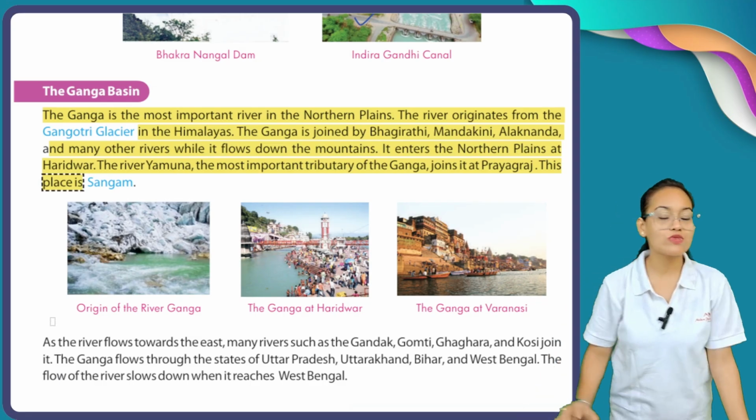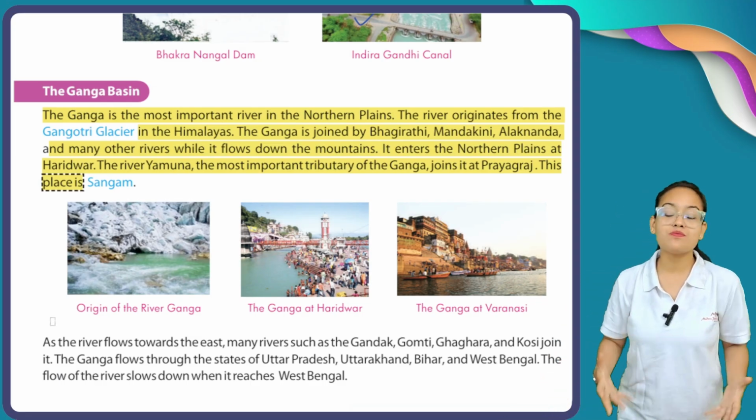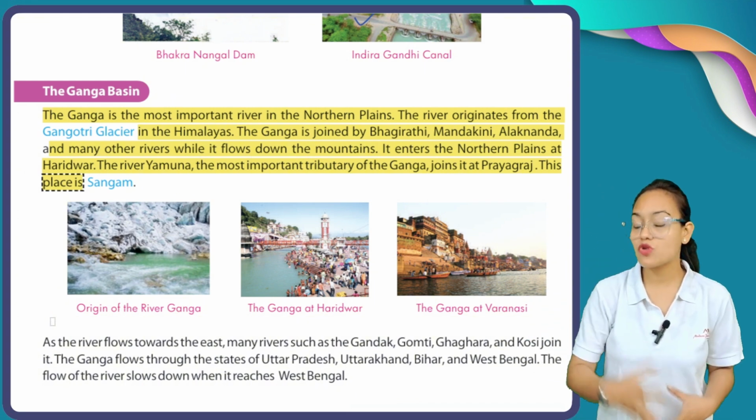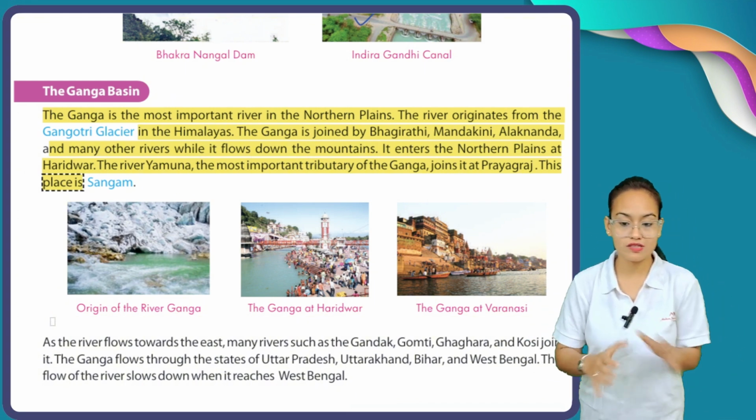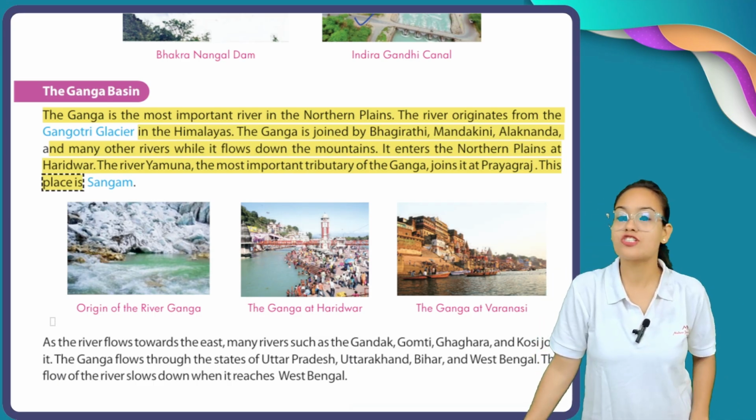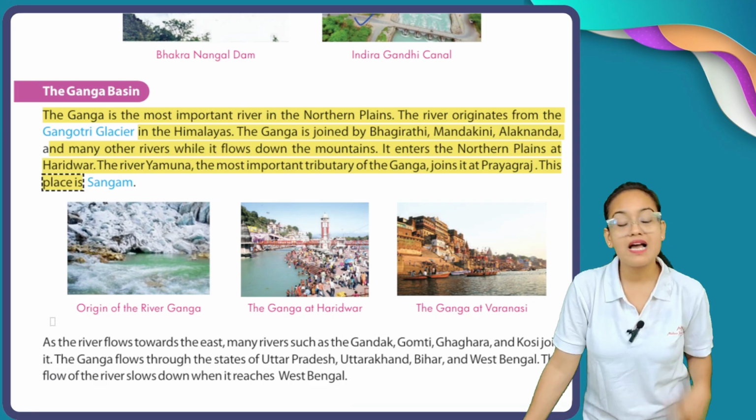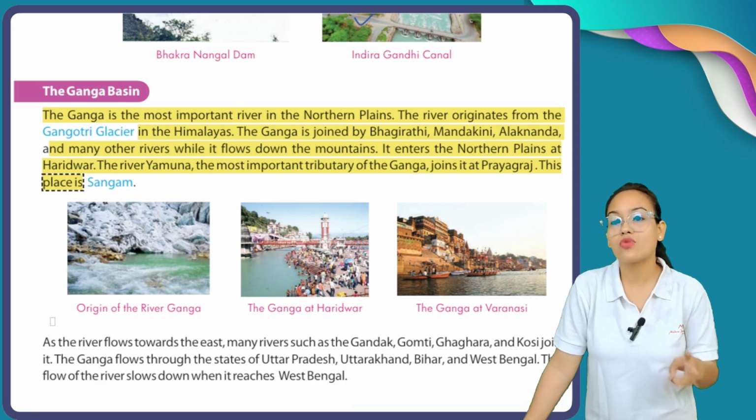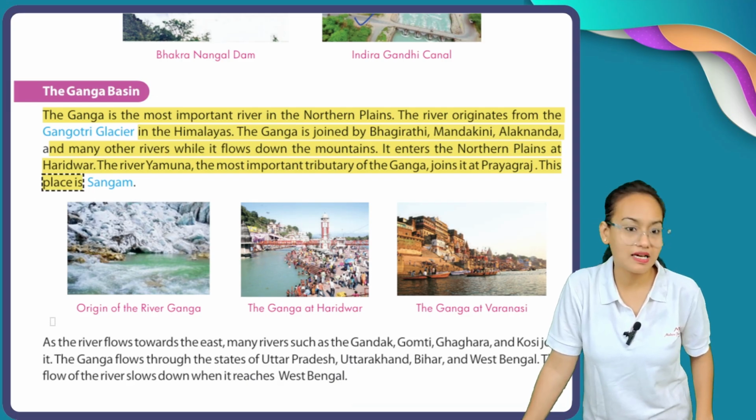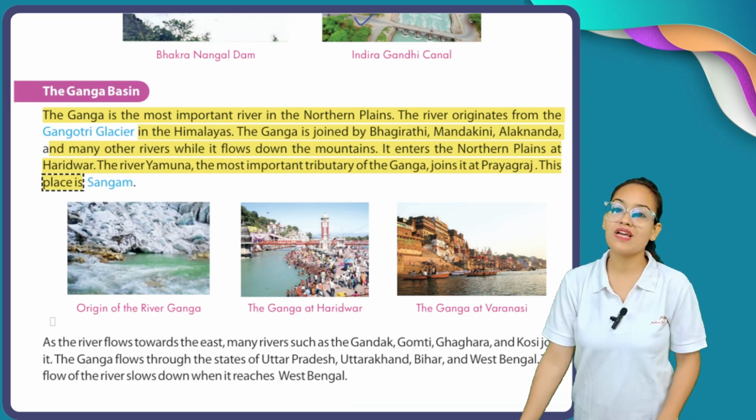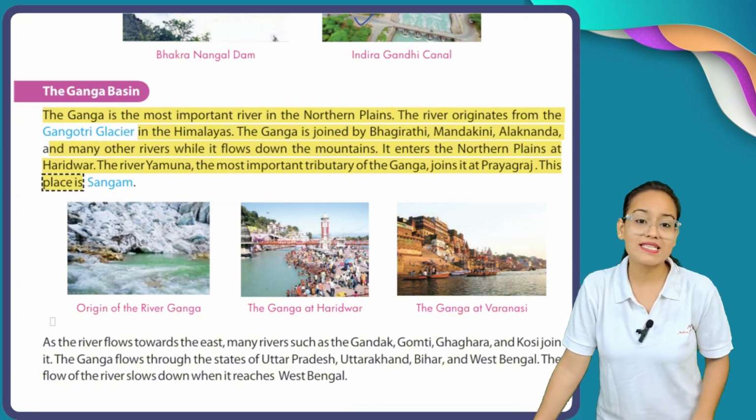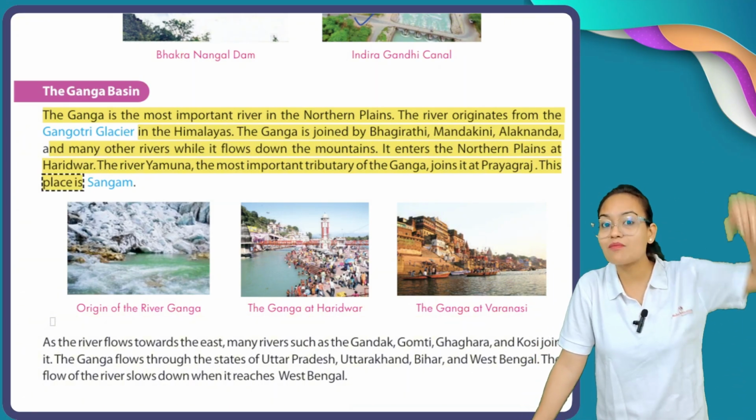Now, my dear student, Ganga is the most important river in the northern plain. The Ganga river originates from the Gangotri Glacier, which is located in the Himalayas. Then Ganga is joined by three important rivers in Uttarakhand: Bhagirathi, Mandakini, and Alaknanda. Apart from these three main rivers, many other rivers also join Ganga. Here you can see Ganga is now flowing in the mountains.